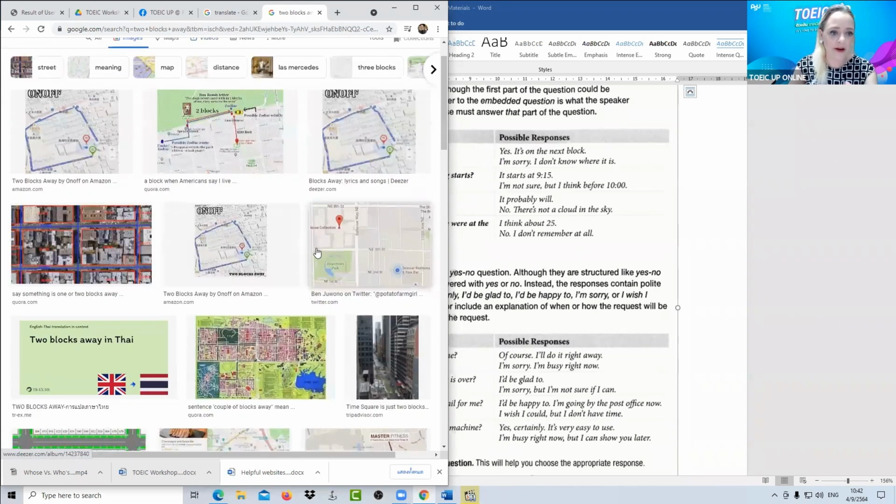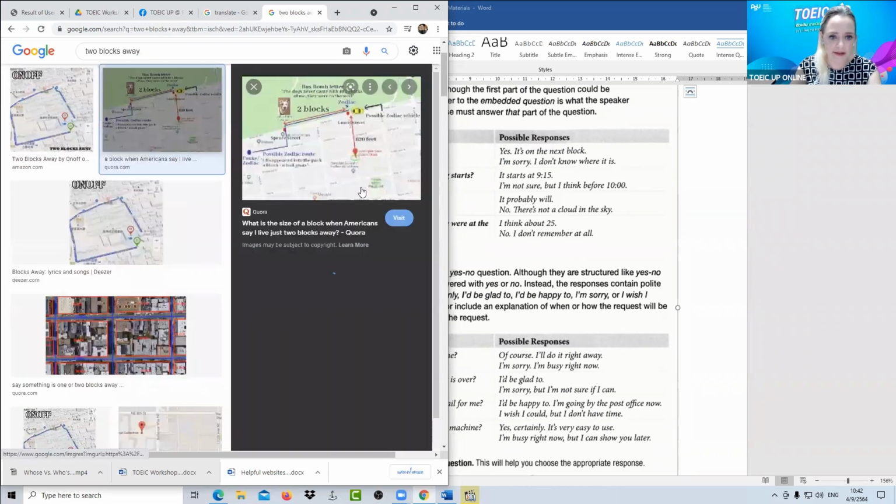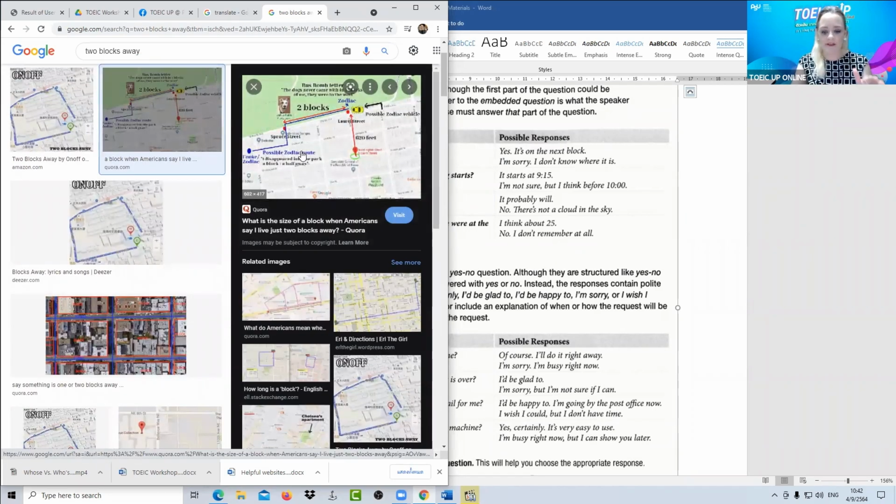Okay, so we've got a map. Let's look at the map. You'll see the map is divided into blocks, into squares. Let's look, for example, at the blue arrow. Over here, you would walk straight for 1 block, then you'll turn left for 1 block, and then you'll walk straight for 2 blocks.